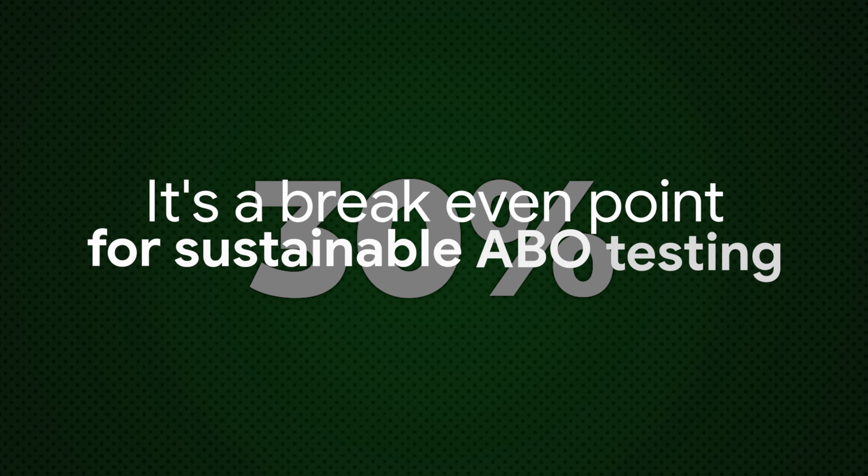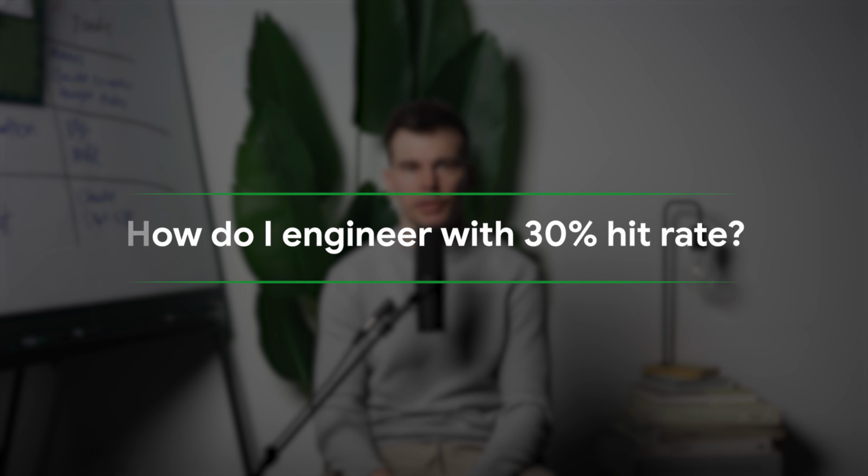The 30% threshold is not arbitrary. It's the break-even point for a sustainable ABO testing operation. Below 30%, you're losing money on testing. Above 30%, testing pays for itself and generates a pipeline of winners. So the question is not how do I find better creative, the question is how do I engineer a 30% hit rate. Before we get into the solution, let me explain why most ad accounts have hit rates well below 30%.